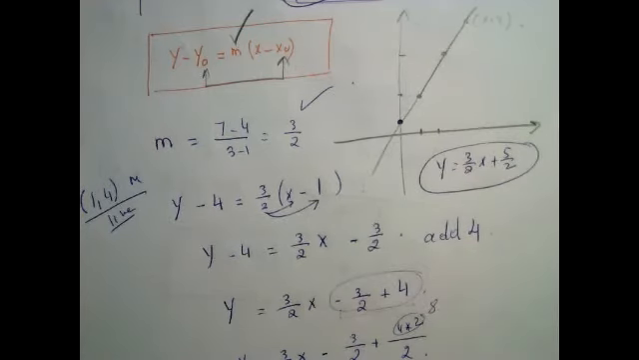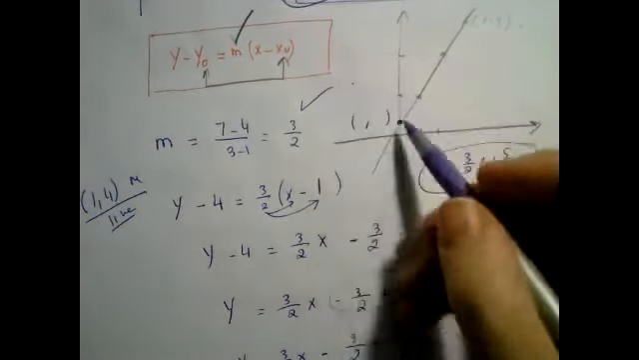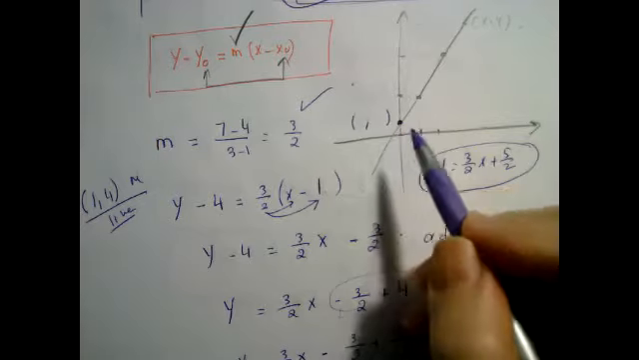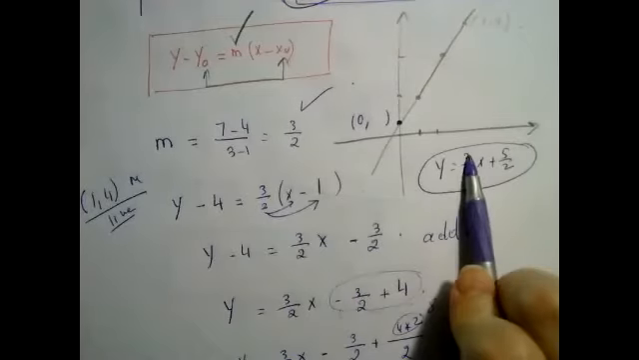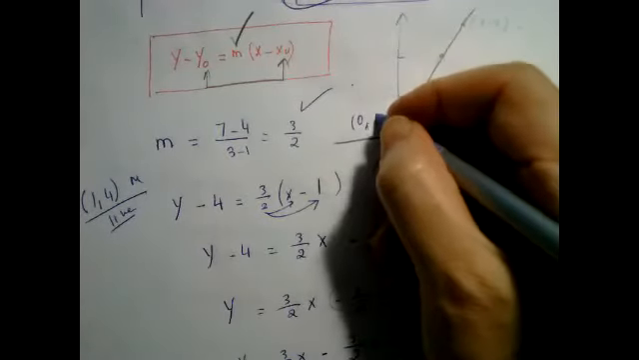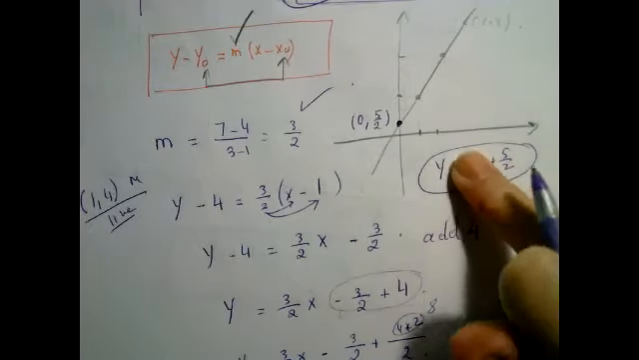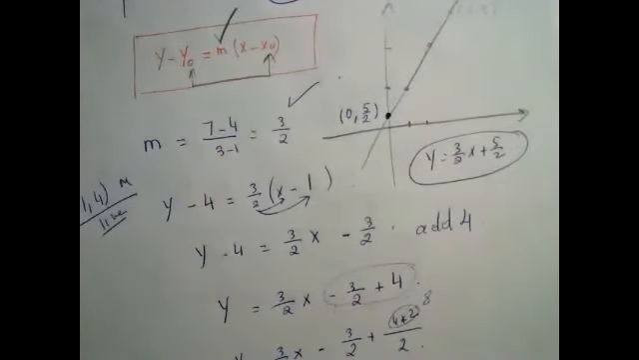So this is a point on the line. What's the x coordinate of this point? It's 0. So y is 5/2. That's the vertical intercept. Is that clear? That's the vertical intercept. This x is 0. If x is 0, the y has to be 5 halves. That's my vertical intercept.